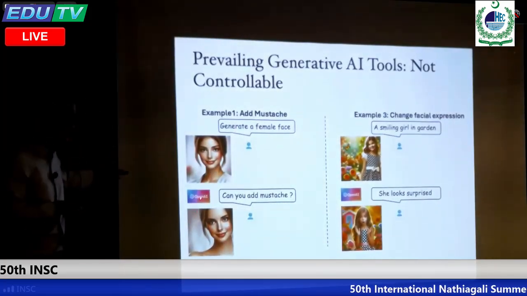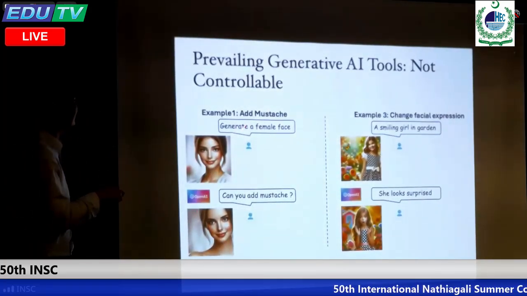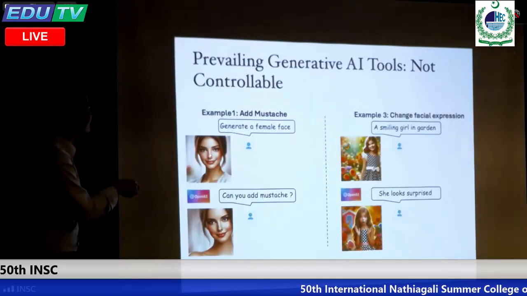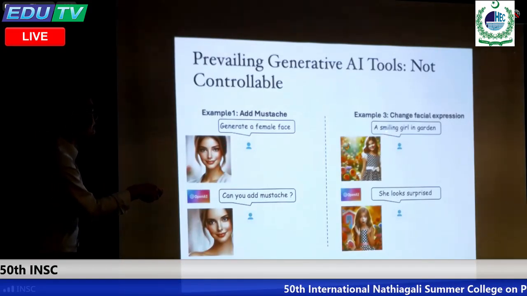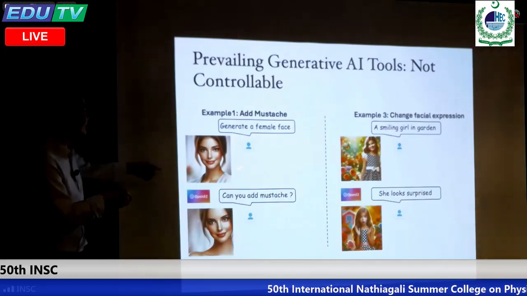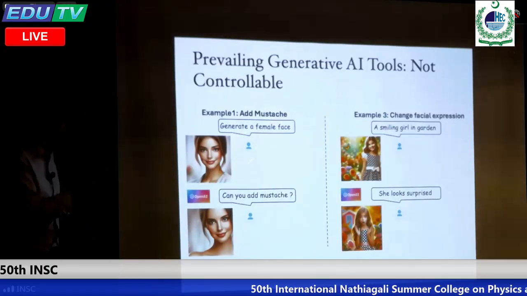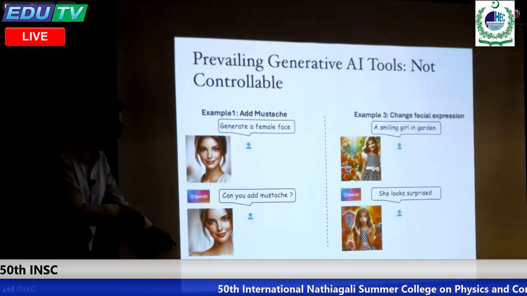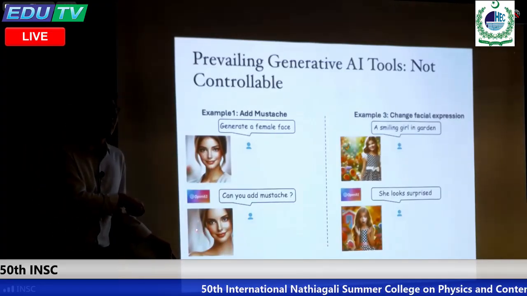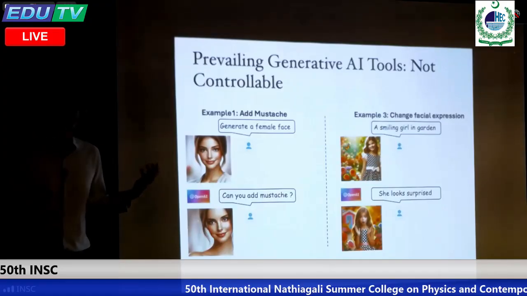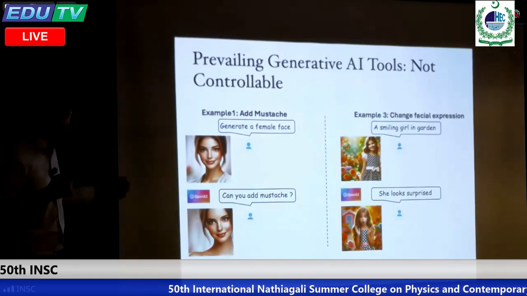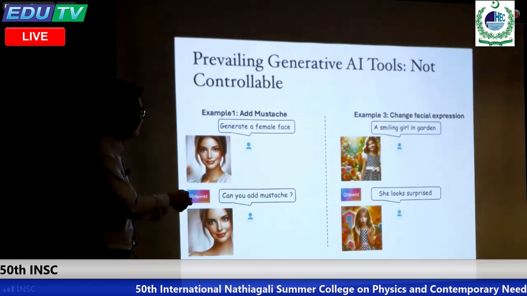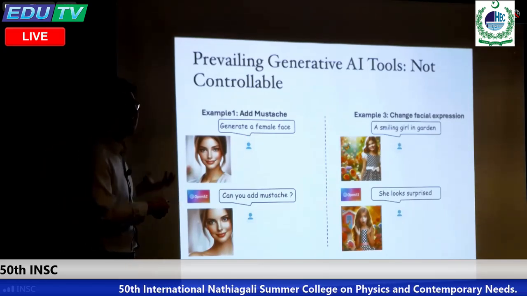So with DALL-E 3, again by OpenAI, now you can see we can produce very nice pictures, right? This is a female face, and right here is a smiling girl in a garden. And right here, if you ask OpenAI, the platform DALL-E 3, to add a mustache, you can see basically nothing happens, right? We can do so. We know where to put the mustache, right? We know how to do it. Although this is a little bit weird, right? But we can do it. But for OpenAI, it's almost impossible.